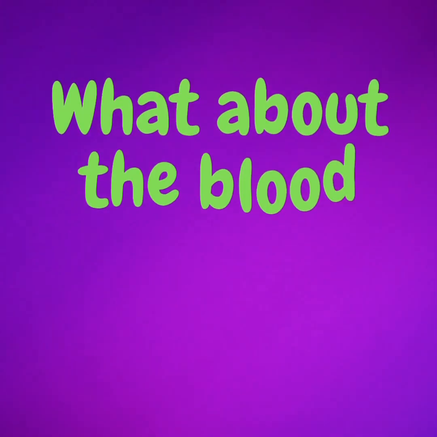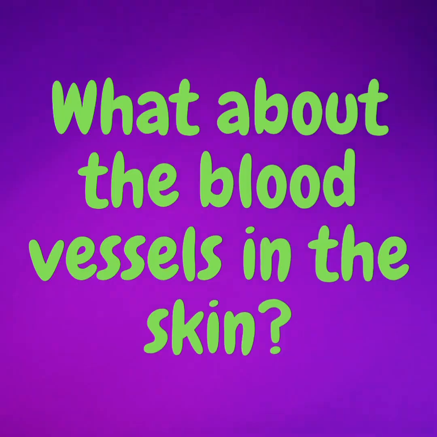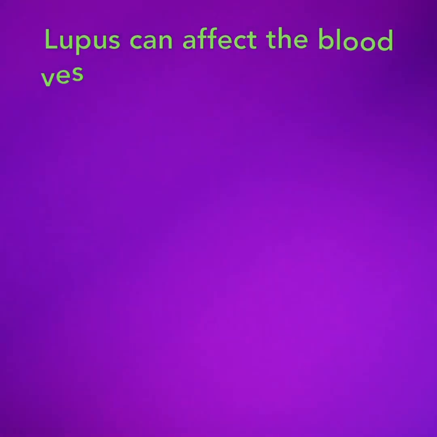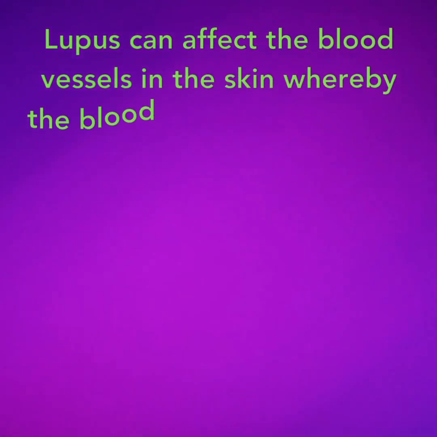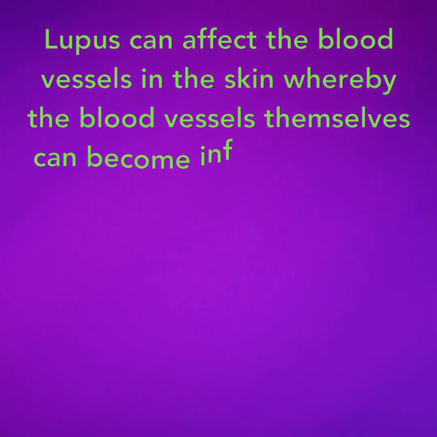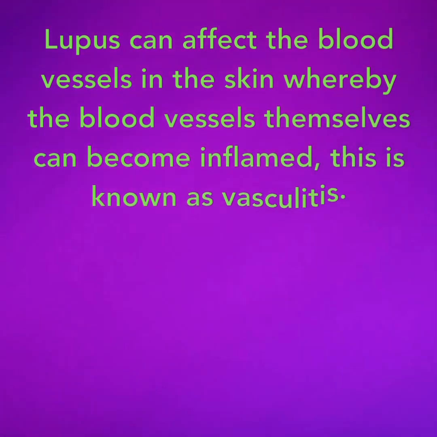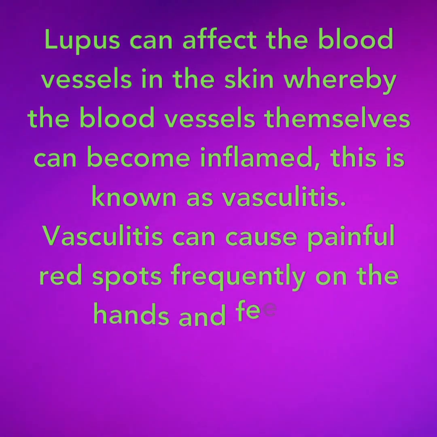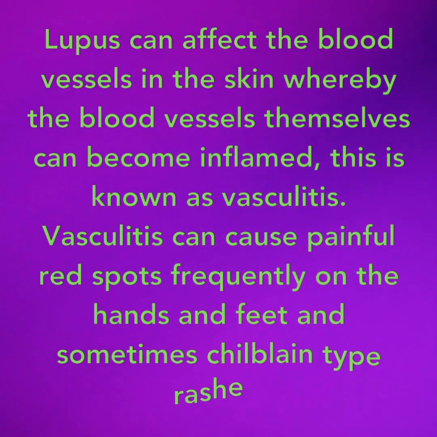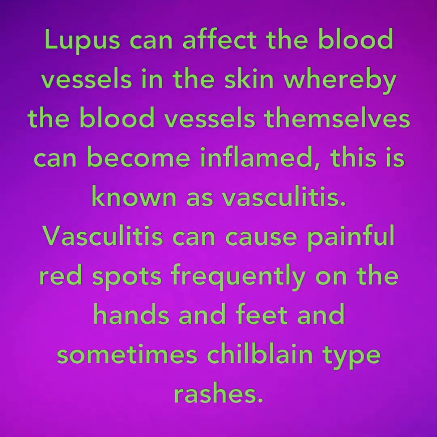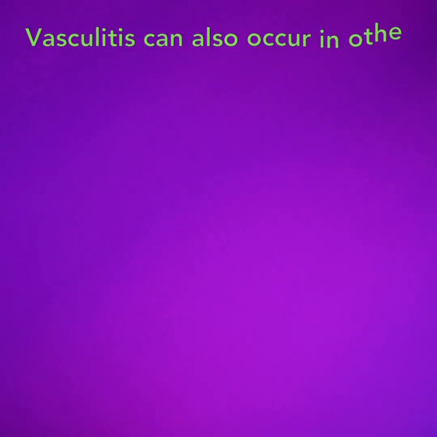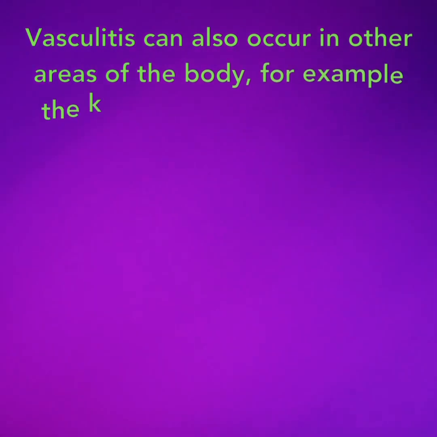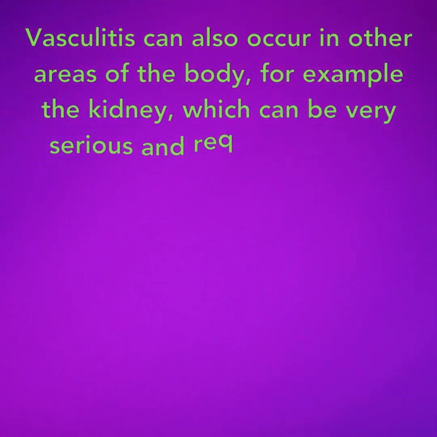Okay, so what about the blood vessels in the skin? Lupus can affect the blood vessels in the skin, whereby the blood vessels themselves can become inflamed. This is known as vasculitis. Vasculitis can cause painful red spots, frequently on the hands and feet, and sometimes chilblain-type rashes. Vasculitis can also occur in other areas of the body, for example the kidney, which can be very serious and requires prompt treatment.